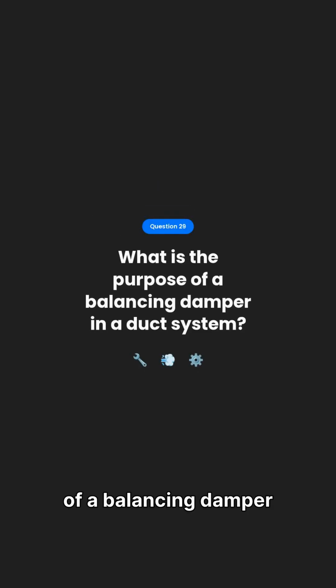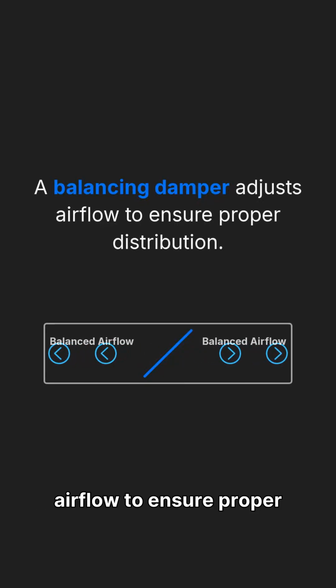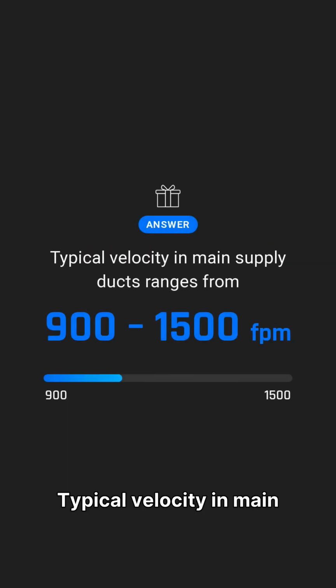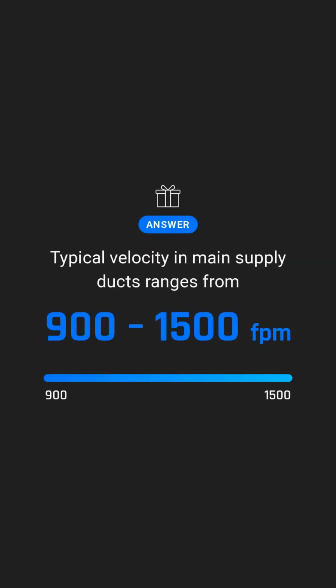What is the purpose of a balancing damper in a duct system? A balancing damper adjusts airflow to ensure proper distribution. What is the typical velocity in main supply ducts, measured in FPM? Typical velocity in main supply ducts ranges from 900 to 1500 FPM.